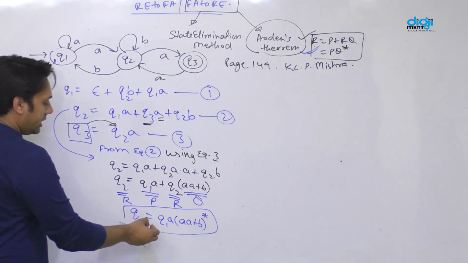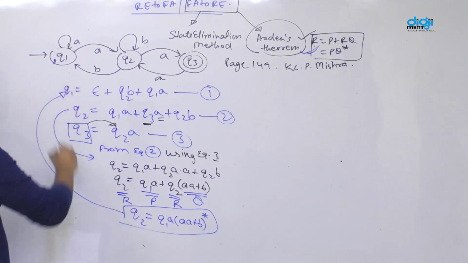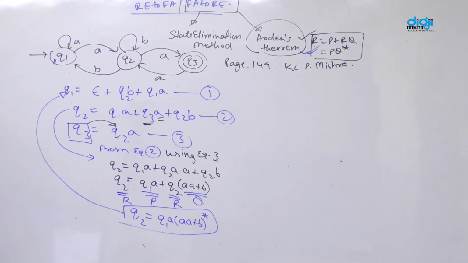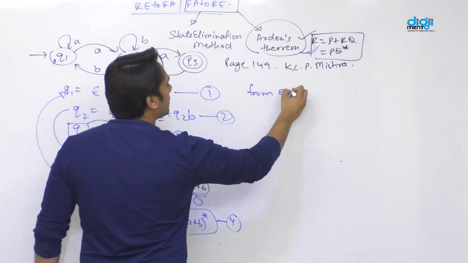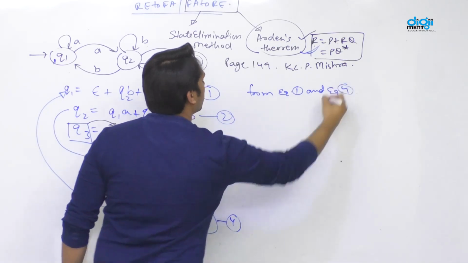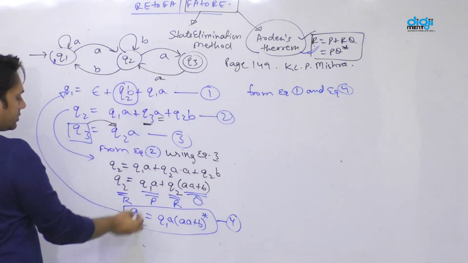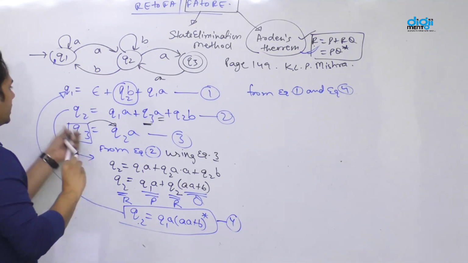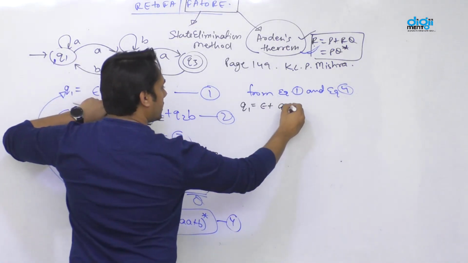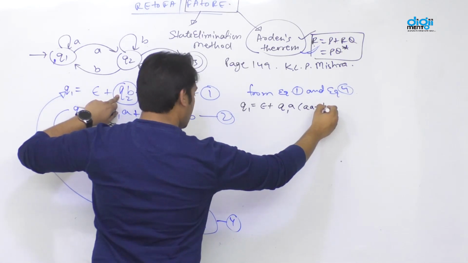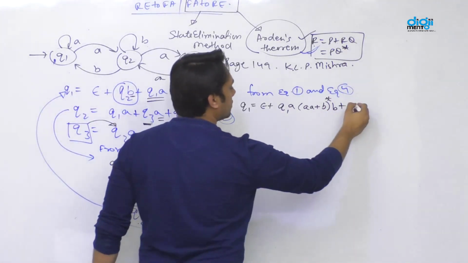Now I know how you can write Q2 in terms of Q1. So I'm going to use this expression to insert this value in Q1. So this is your equation number 4. So from equation number 1 and equation number 4, equation number 1 is this. In equation number 1, instead of this Q2, I'm just going to insert this value. So after inserting this value, you will get Q1 is equal to epsilon plus Q2, so Q2 is Q1A (AA plus B) whole star, and this B, so dot B plus Q1A. So this is Q1A.